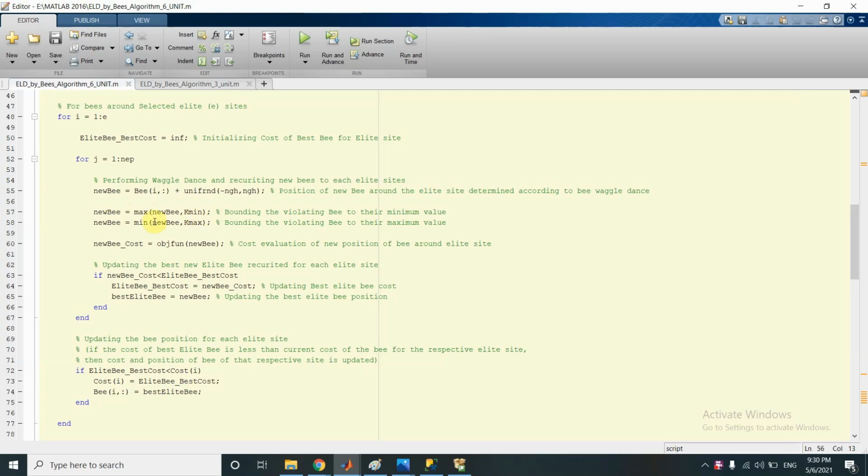Then once we have checked for the violation of boundary, we now proceed to calculate the cost of the new bee. For calculating the cost, the row vector containing the position values of all the 6 dimensions is passed into the objective function, and this objective function returns the cost of the new bee.